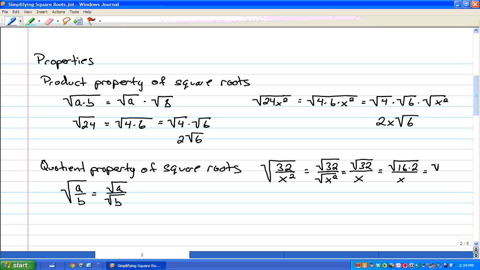This is the same as square root of 16 times square root of 2 over x. Square root of 16 is 4. What's left is square root of 2 over x. That's a lot of work. That's simplified. And it follows the 3 conditions.